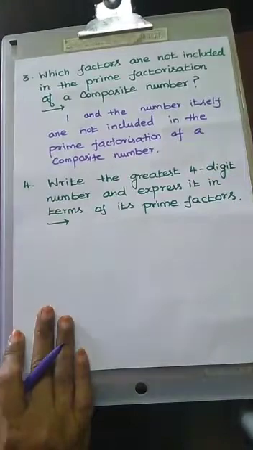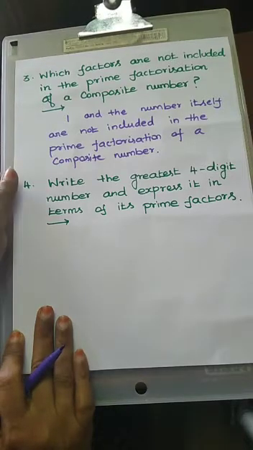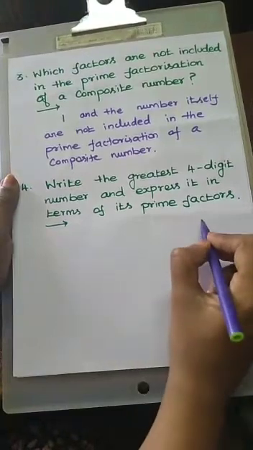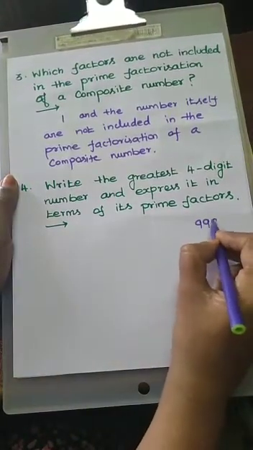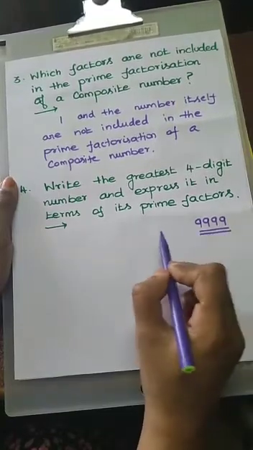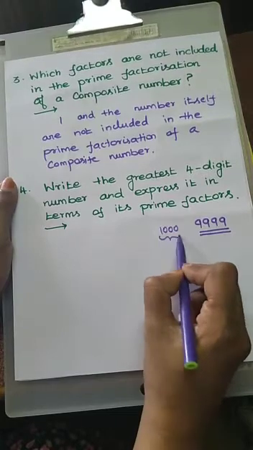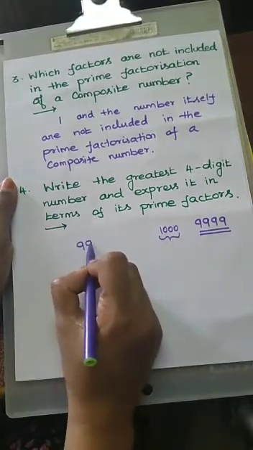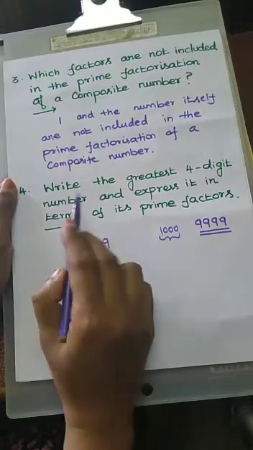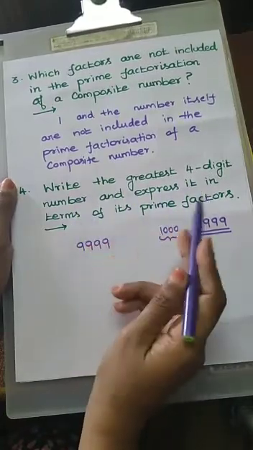Next problem. Write the greatest 4-digit number and express it in terms of its prime factors. First, we have to choose the greatest 4-digit number. What is the greatest 4-digit number actually? 9999. This is the greatest 4-digit number. Okay. What is the smallest 4-digit number? That is 1000 only. Okay. We have to choose the number 9999. What is your question? Choose the greatest 4-digit number and express it in terms of its prime factors.